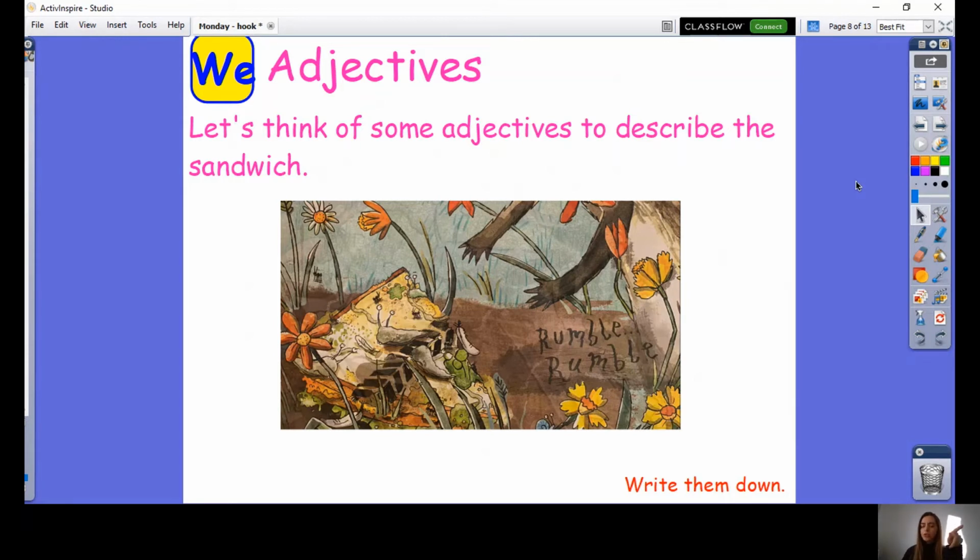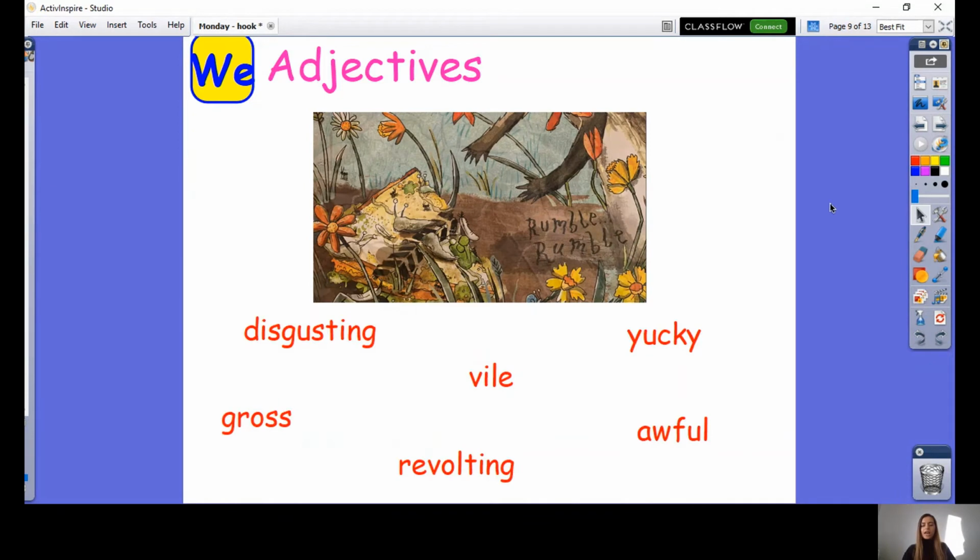Excellent. Can you tell me your 3 adjectives? Wow, they sound great. Here are some of mine. I have the words disgusting, vile, yucky, gross, revolting, awful. If you want to now, you can add some of my adjectives to your sheet. If you're struggling how to spell any of these adjectives, ask an adult or you can look in a dictionary.